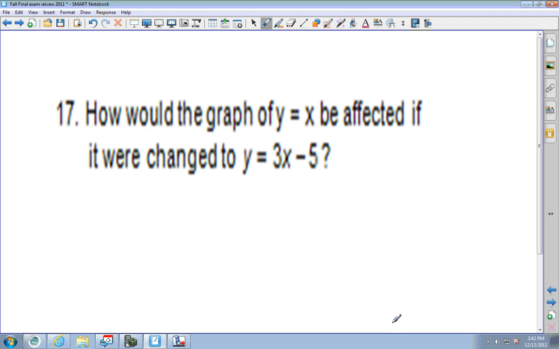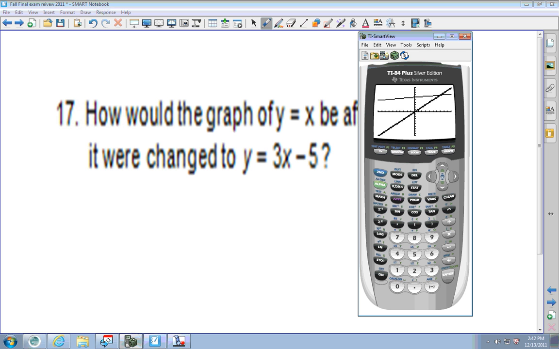Number 17, how would the graph y equals x be affected if it was changed to y equals 3x minus 5? So again, you can go in the calculator, put in there 3x minus 5, and press graph. There's the linear parent function, y equals x. All right, now what has the minus 5 done? It has moved it down. It has translated it down 5 units.